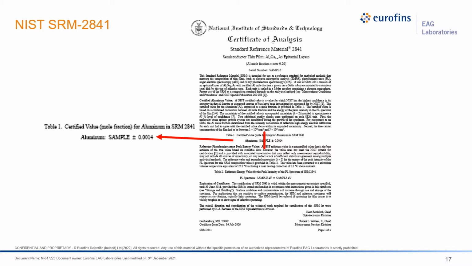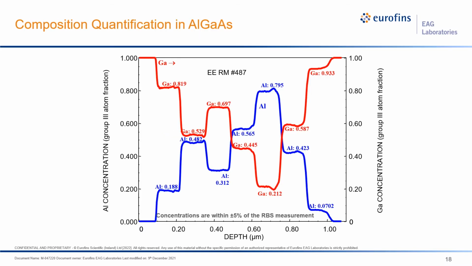But about 10 years ago, well, now it's 14 years ago, the National Institute of Standards and Technology issued a reference material, 2841, to an accuracy of 0.0014, and you were one of the first ones to purchase that. So that gives us a basis of quantifying aluminum as a NIST traceable measurement. But this is only for one composition, and we need to confirm that our method of quantifying aluminum is correct for all the aluminum concentrations. For that, we usually use a Rutherford backscattering or RBS measurement.